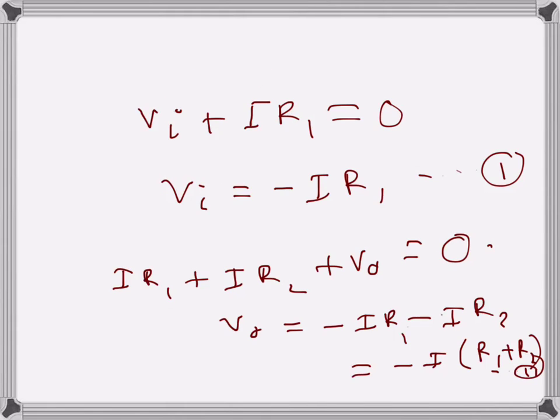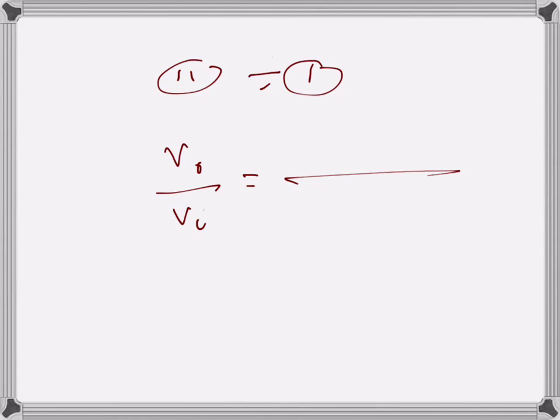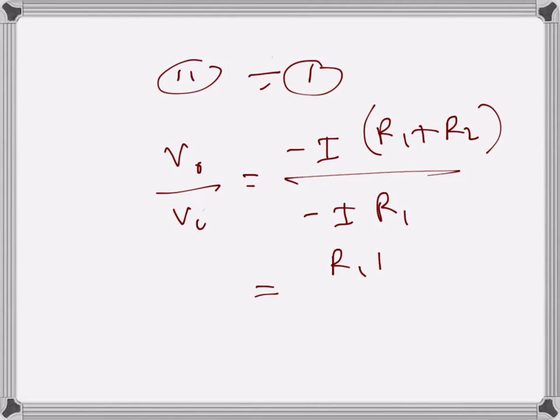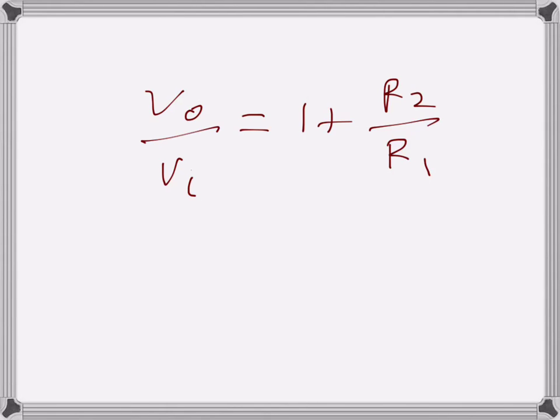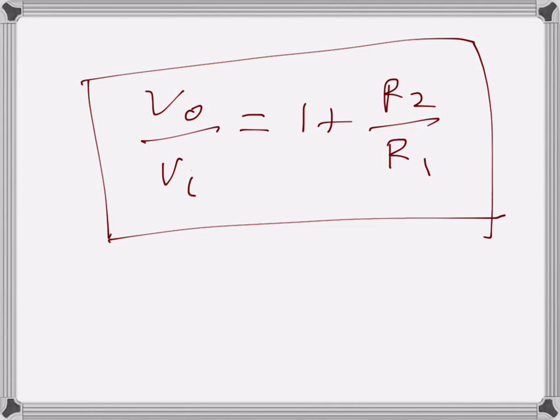So if we divide equation 2 by equation 1, we will get V0 over VI, the input voltage, and that will be minus I(R1 plus R2) divided by minus IR1. So we have (R1 plus R2) over R1, or we can write it like this. This expression is the gain of this particular circuit, and this is called a non-inverting op-amp amplifier.